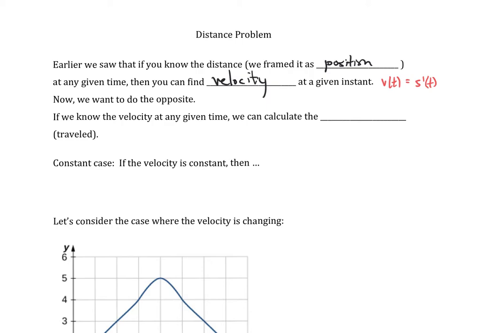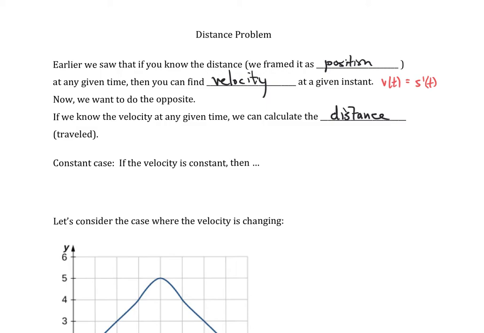Now we want to do the opposite. If we know the velocity at any given time, we want to find the distance traveled. Let's consider the constant case first. In other words, let's assume that the velocity is constant. Then we're going to be able to say the following.